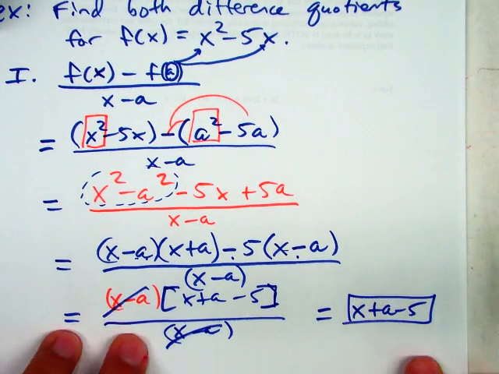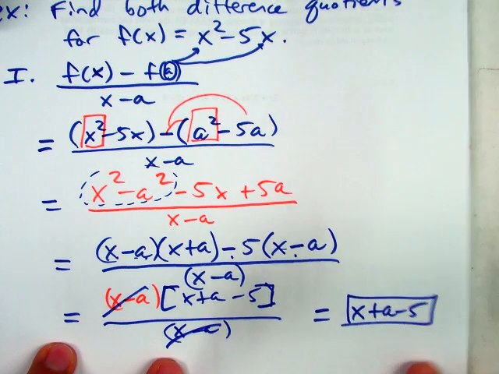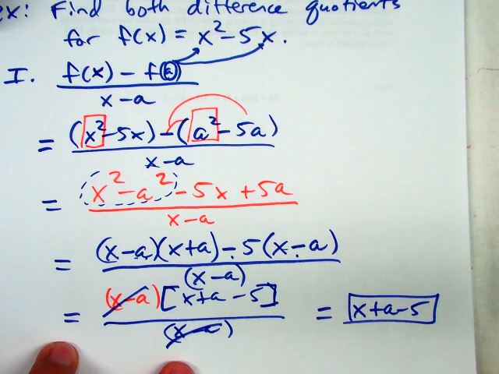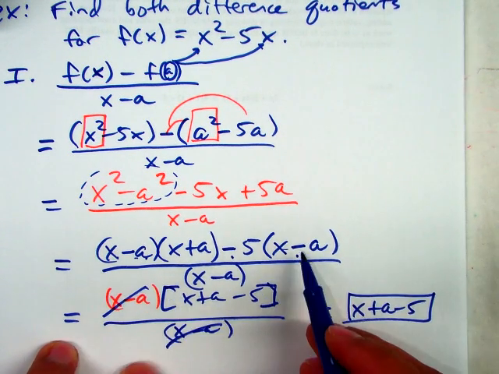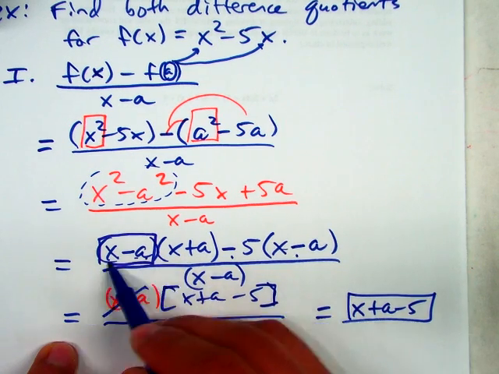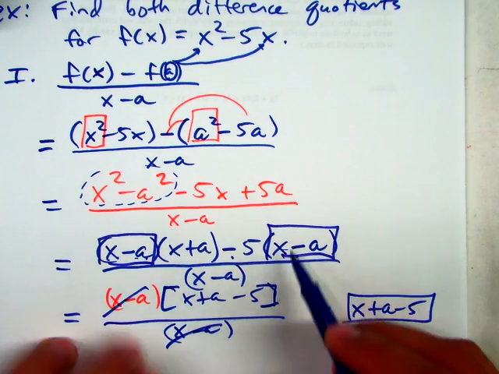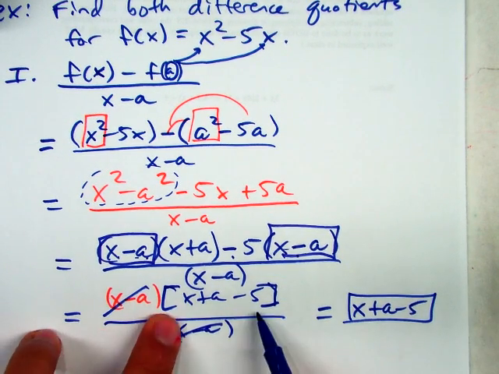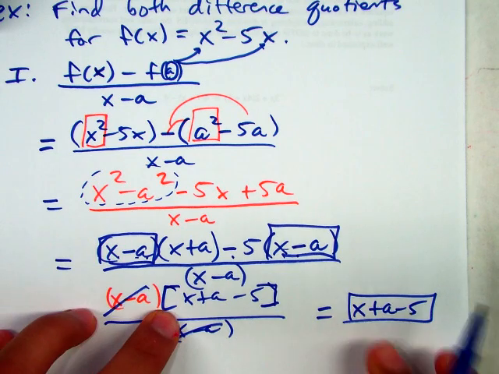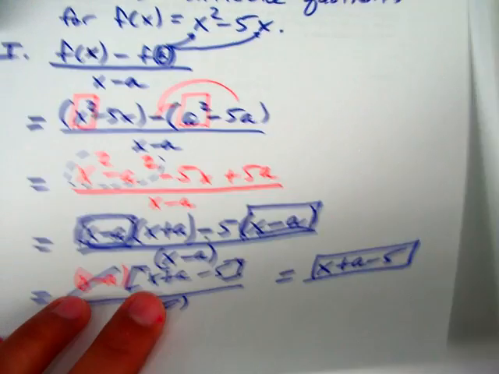Wait, so you're canceling out the first and the last x minus a? Yes, because it's common to both terms. So what I'm doing is taking it out as a GCF, putting it out in front, and then writing down what's left over. It's easier to cross things out, Mr. Chief. Yeah, but you guys make mistakes when you do it that way.